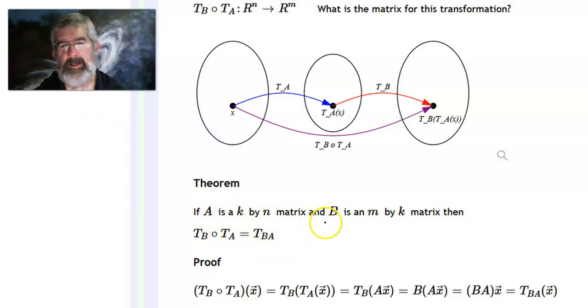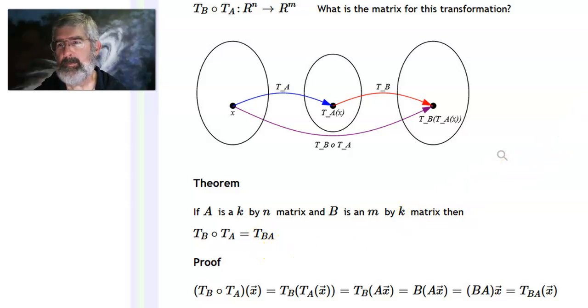So if A is K by N and B is M by K, then the transformation, which is the composition of the two, is the same as the transformation of the product of the two matrices. So multiply the two matrices together and use that as the matrix for a transformation. It'll be the same as this. Notice that matrix multiplication is not commutative. So what we're saying here is applying TA first and then TB. So when your inputs here are on this side, they get multiplied by A first and then by B.